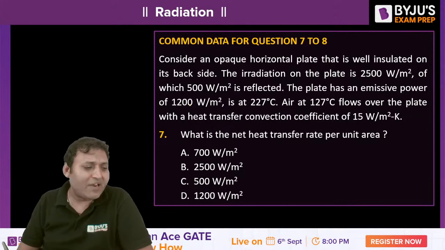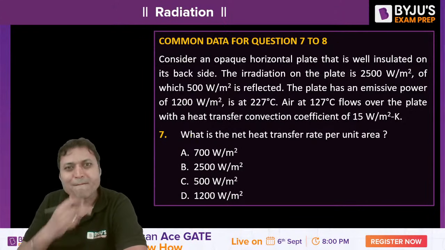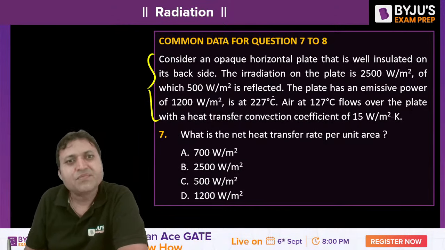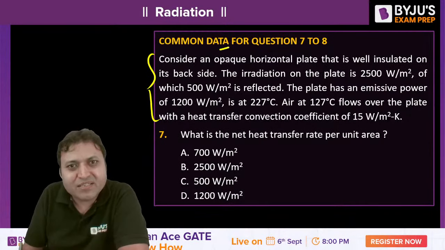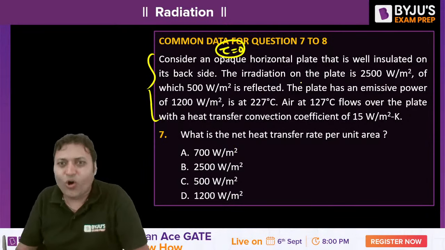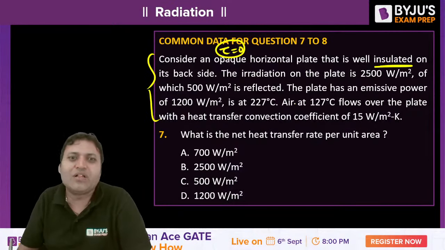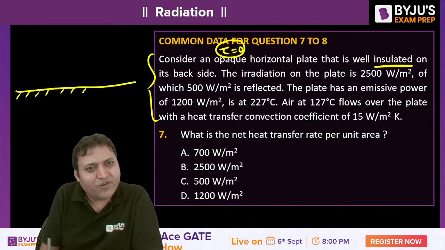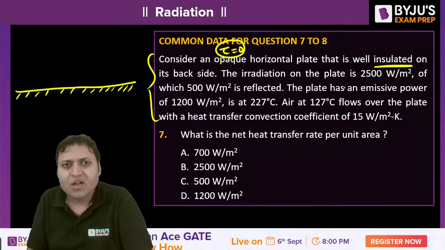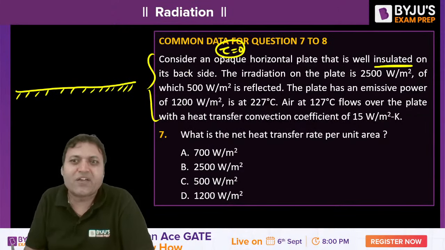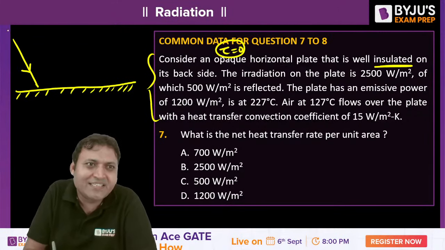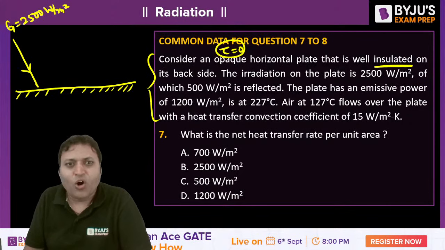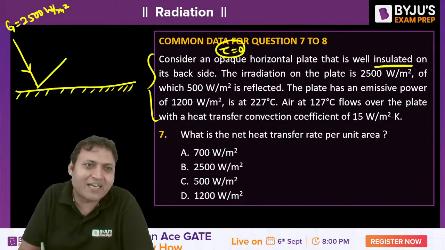The next question, question number 7 and 8 are common data question. Based on this data, consider an opaque, meaning transmissivity is equal to 0, horizontal plate that is well insulated on the back side. The irradiation on the plate is 2500. What do you mean by irradiation? That is G is equal to 2500 watt per meter square, of which 500 watt per meter square is reflected.